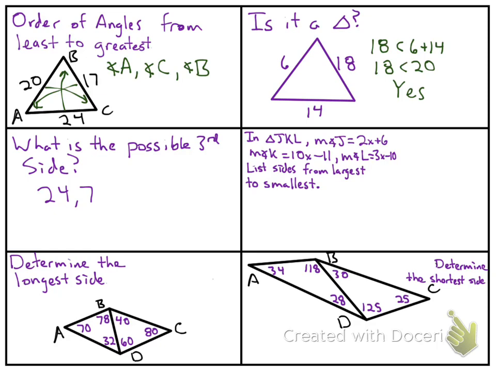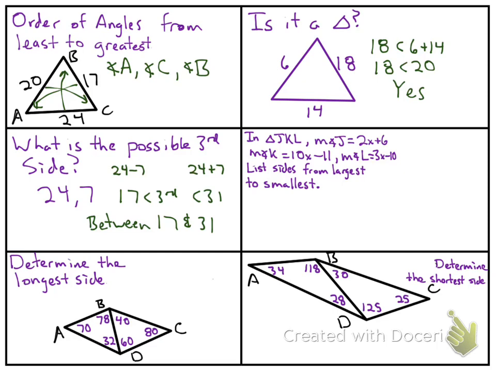For the next one, what is the possible third side if we have 24 and 7? So I'm going to go 24 minus 7 and 24 plus 7. So we get 17 and 31. So the values of a possible third side are anything between 17 and 31. Make sure you write the inequality and indicate it's between those values.